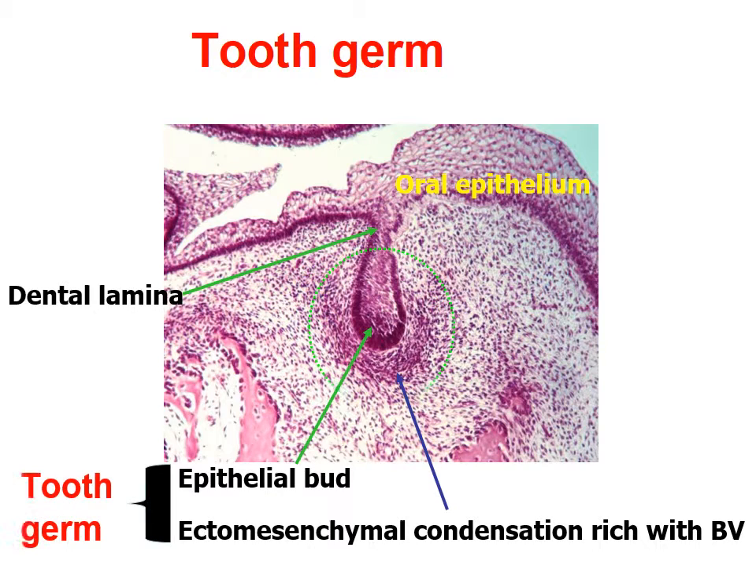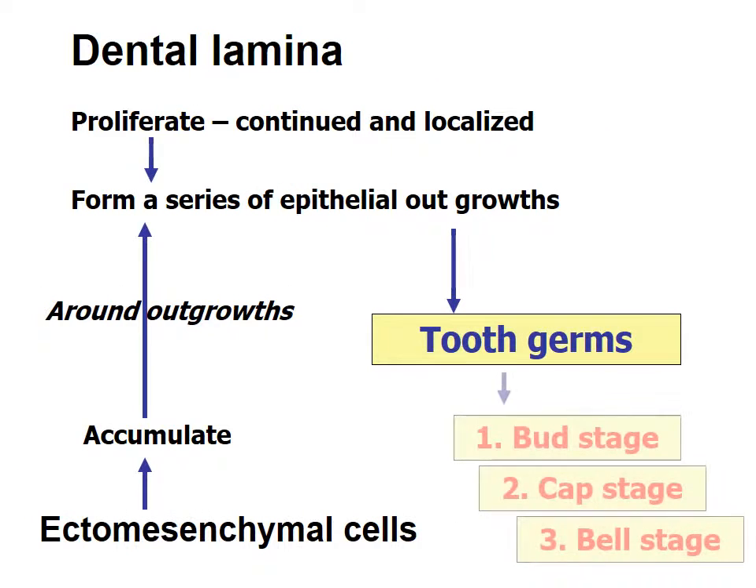This histological section shows the developing tooth germ, which consists of an epithelial bud and condensed ectomesenchymal cells, and this structure is attached to the epithelium via the dental lamina. Thereby finally these developed tooth germs undergo different stages to give rise to the future tooth.